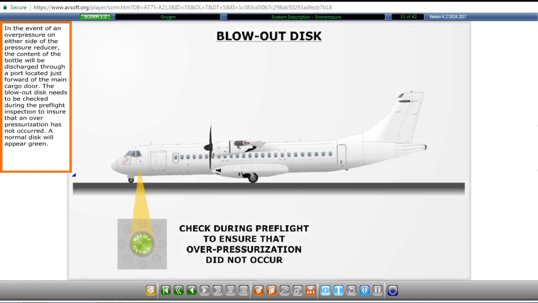In the event of an overpressure on either side of the pressure reducer, the content of the bottle will be discharged through a port located just forward of the main cargo door. The blowout disc needs to be checked during the pre-flight inspection to ensure that an overpressurization has not occurred. A normal disc will appear green.